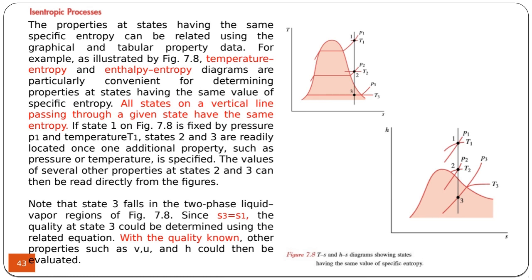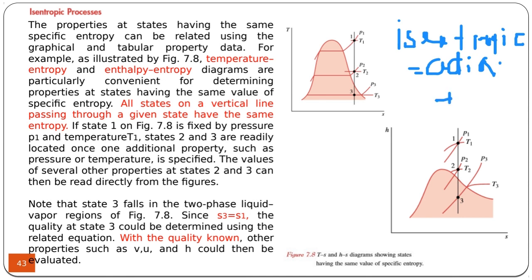Most of the time in our calculations, we can assume some devices like turbines or compressors can be taken as isentropic devices. Isentropic devices are both adiabatic and reversible. So isentropic is both adiabatic, meaning that there is no heat interaction, plus reversible. So most of the time, we assume that devices such as turbines and compressors can be taken as adiabatic plus reversible, or isentropic. When a device is isentropic, entropy is constant.